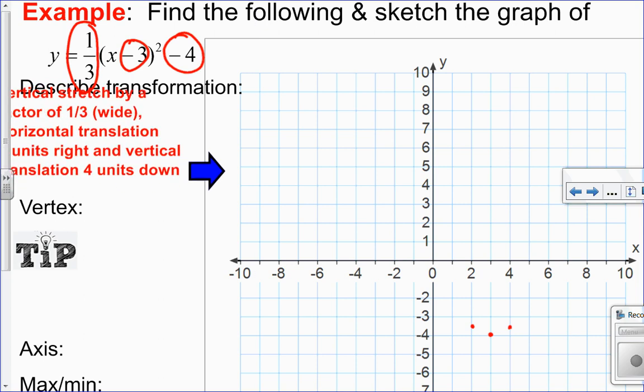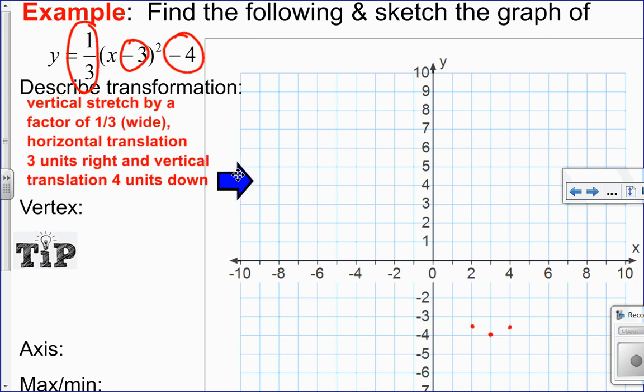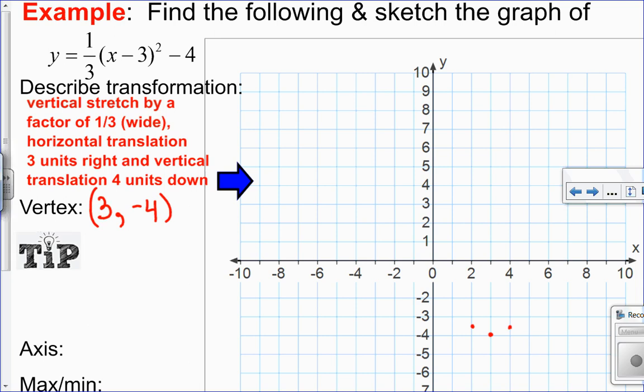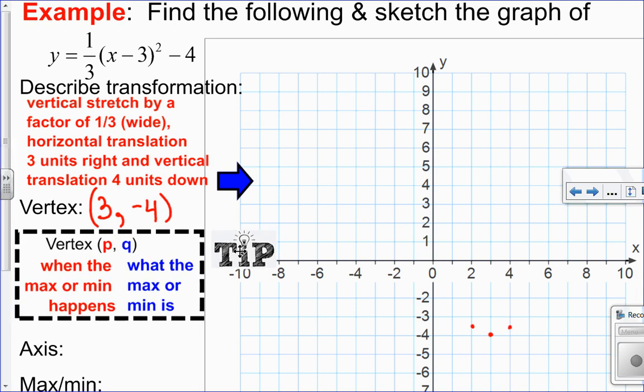But here's how I want you to put it all together in my description. Vertical stretch by a factor of 1/3. That makes the graph wider. Horizontal translation, 3 units right. Vertical translation, 4 units down. Okay, so looking at what I did, I can clearly see where my vertex is. So I can see it graphically, but I can also see it if I go back to my equation here. Okay, so P I can see is +3 because horizontal lies, and Q value is -4. So that is what my vertex looks like.